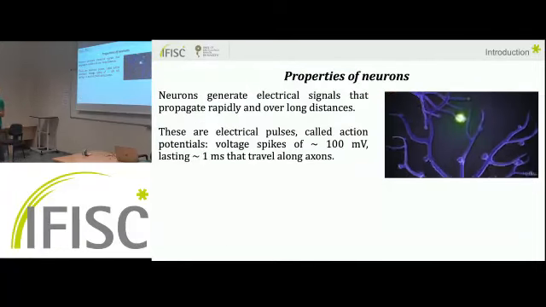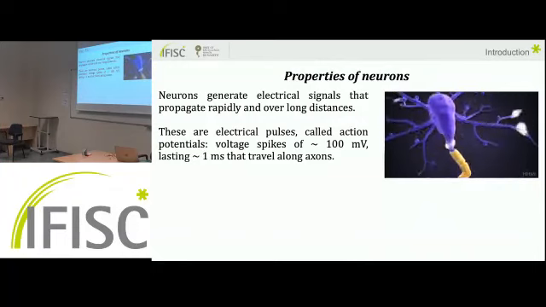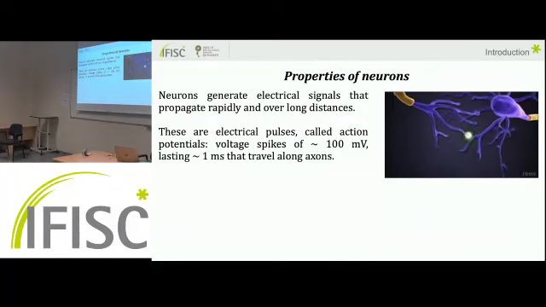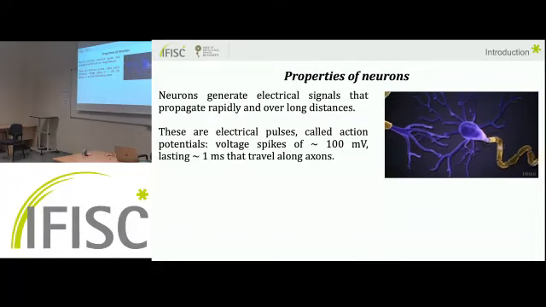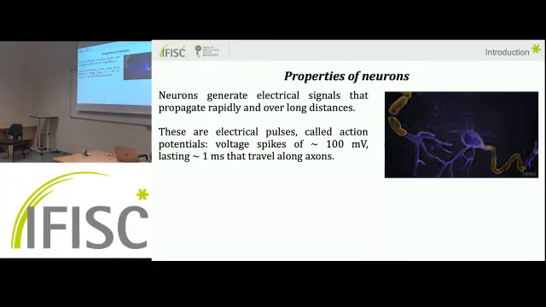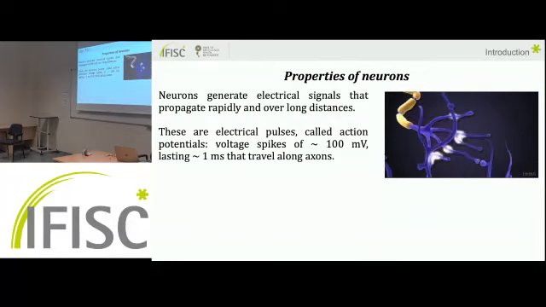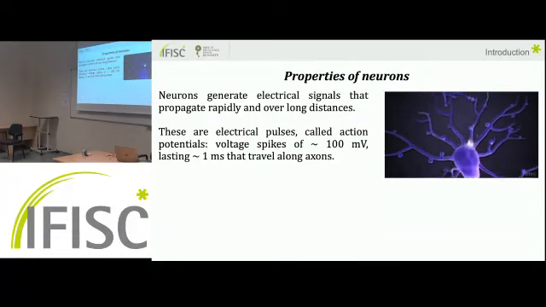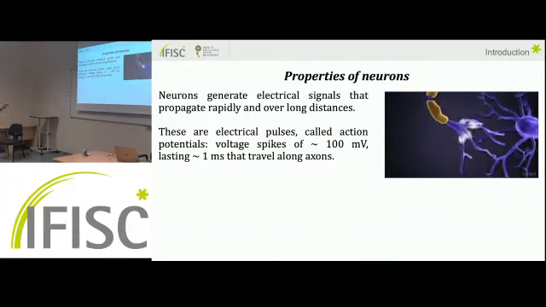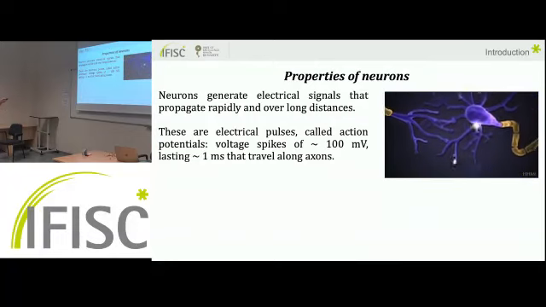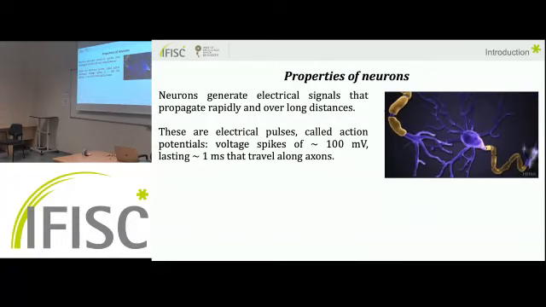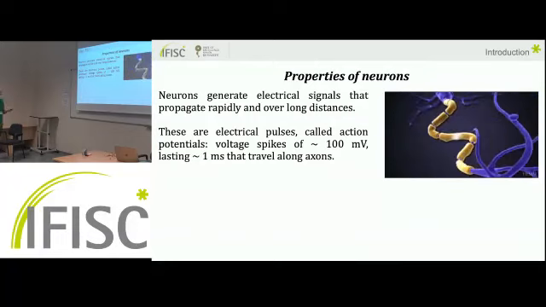What do neurons do? Well, neurons generate electrical signals. They have to communicate, to send signals from one to the others, and these signals are electrical. These signals propagate fast and over long distances, all along our body. These electrical pulses are called action potentials. So you will hear me say action potential many times.